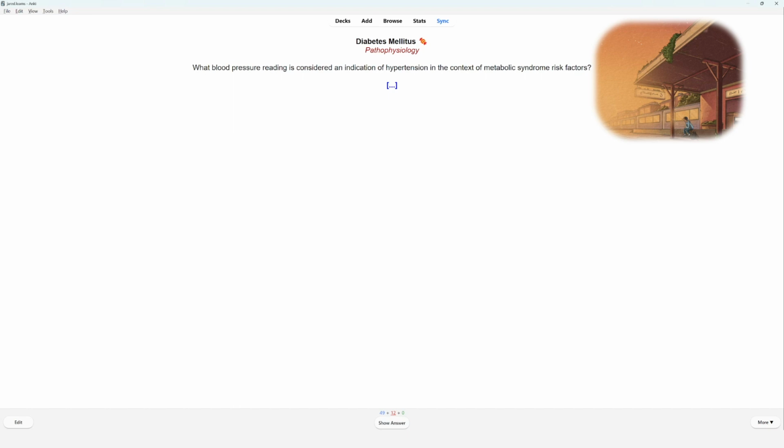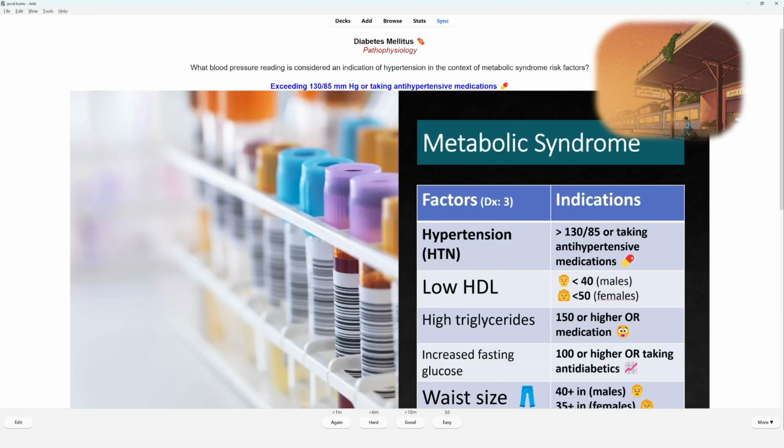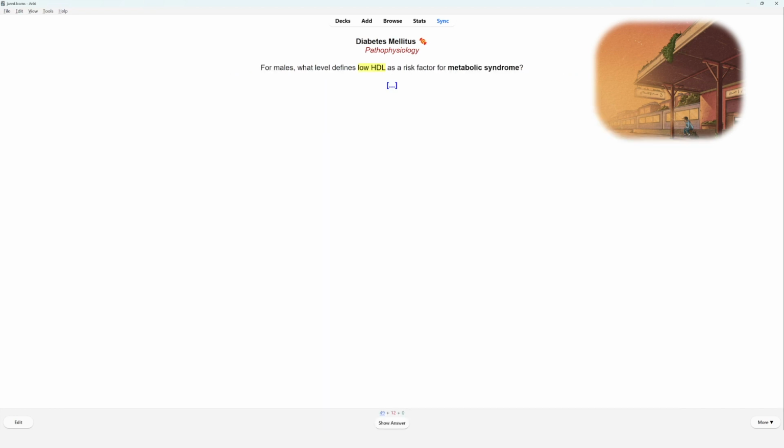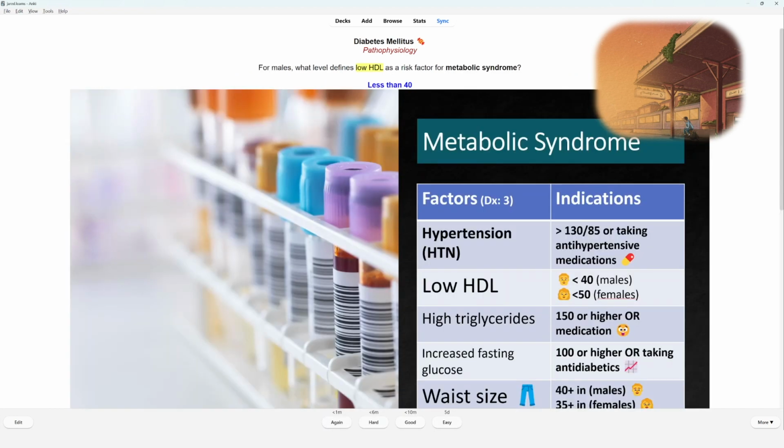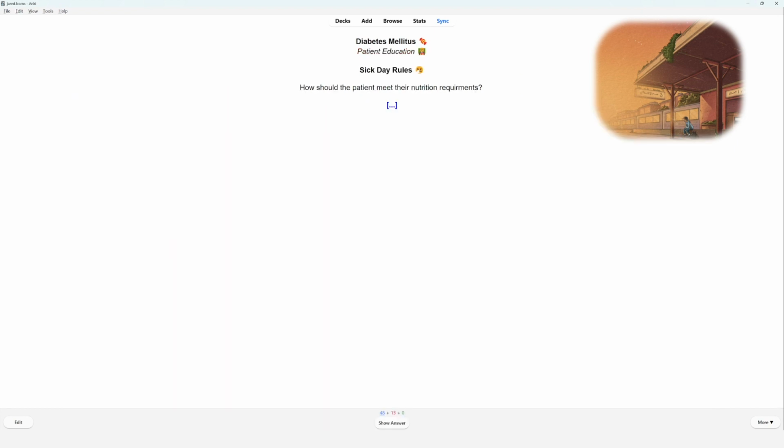The blood pressure readings, 130 over 85, is going to give us that, or taking antihypertensive medication. For males, HDL less than 40. Okay, how should the patient meet nutrition requirements? Liquid or soft foods if they can't tolerate.